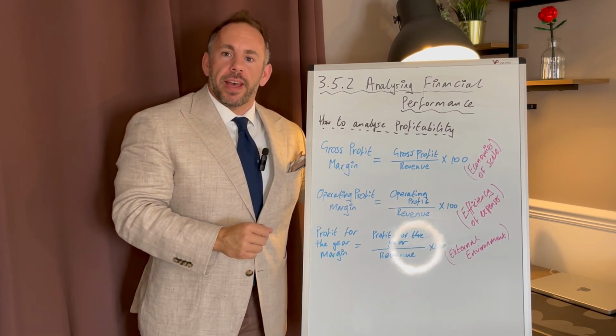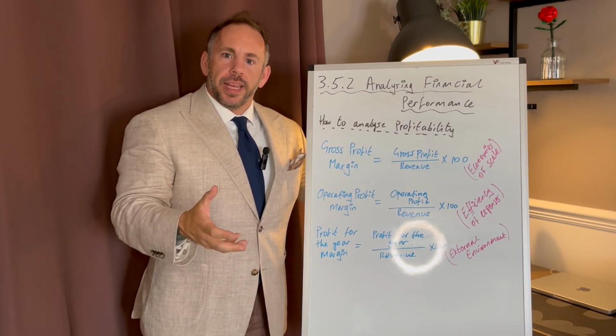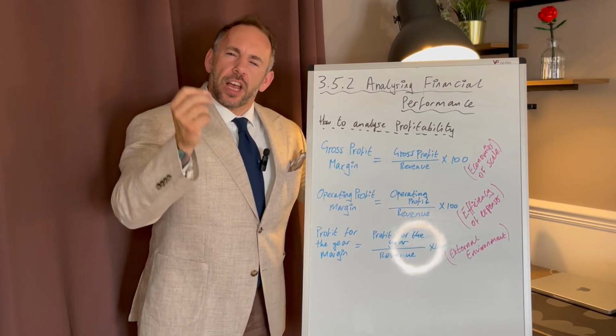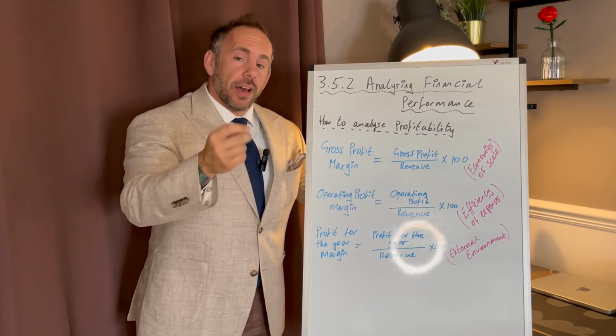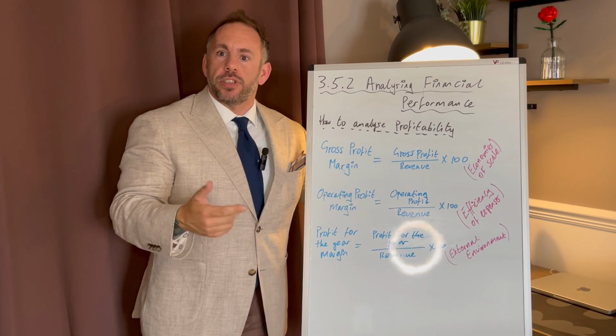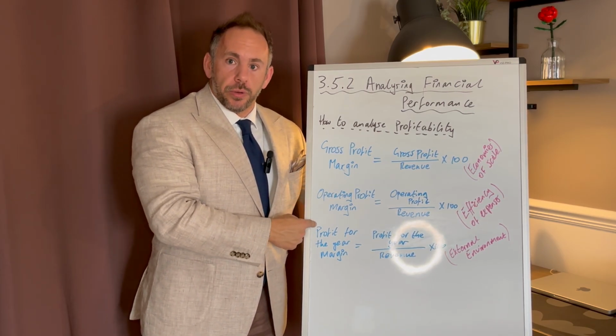So we do these wonderful calculations, but now we can start making judgments about them. Is it right that this business has a high or low gross profit margin? Is that correct for the context? Does it have a lot of raw materials? Or is it right that its operating profit margin is so high or low? Is it right that there's a huge disparity between the two?